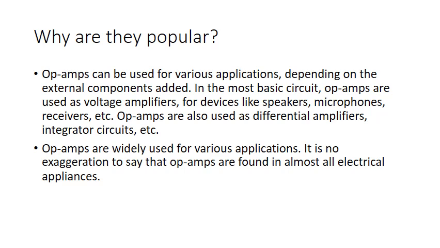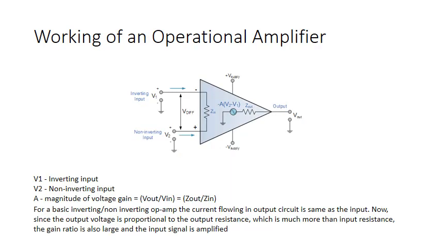So, why are they so popular? Op-amps can be used for various applications depending on the external components added. In the most basic circuit, op-amps are used as voltage amplifiers for devices like speakers, microphones, receivers, etc. Op-amps are also used as differential amplifiers, integrator circuits, etc. Op-amps are widely used for various applications, and it is no exaggeration to say that op-amps are found in almost all electrical appliances.